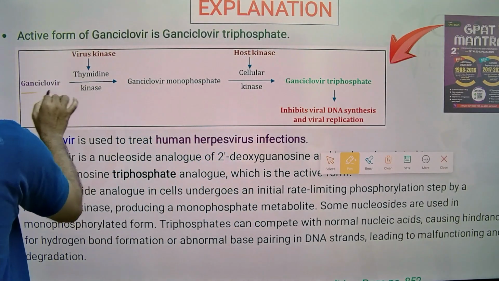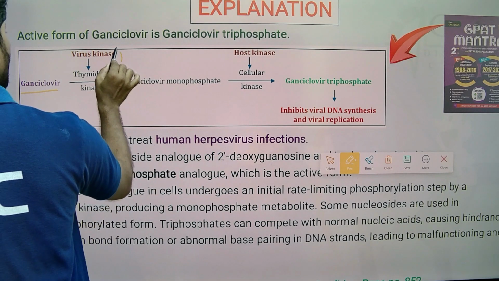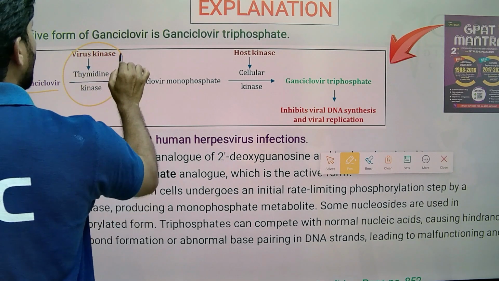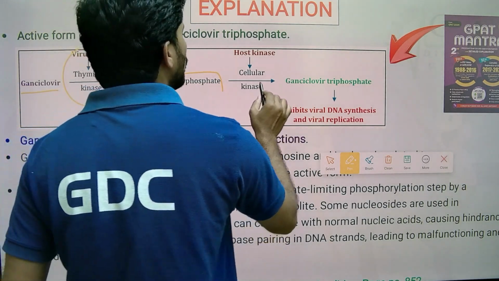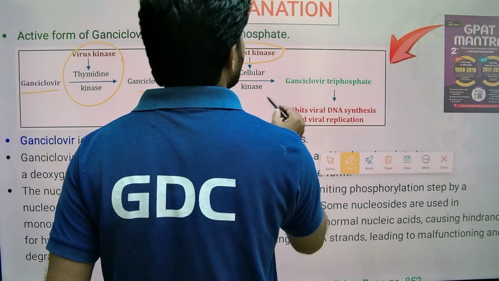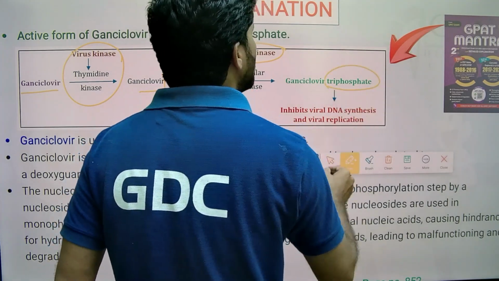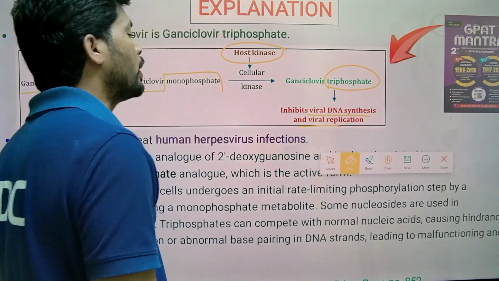Ganciclovir enters the virus infected cells, and the viral kinases like thymidine kinase convert it to Ganciclovir monophosphate. Then a host kinase, a human enzyme kinase, converts the monophosphate to the triphosphate form. That triphosphate form inhibits viral DNA synthesis and also inhibits replication in the virus.